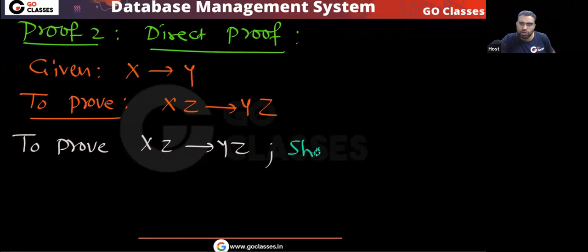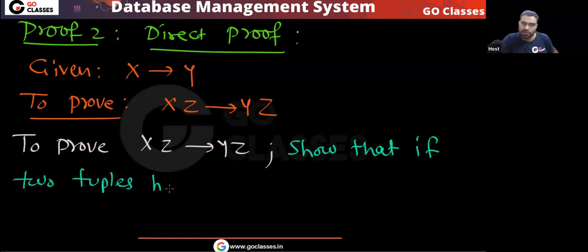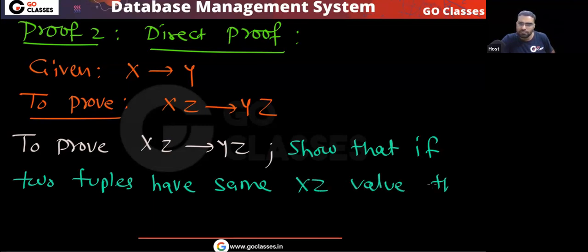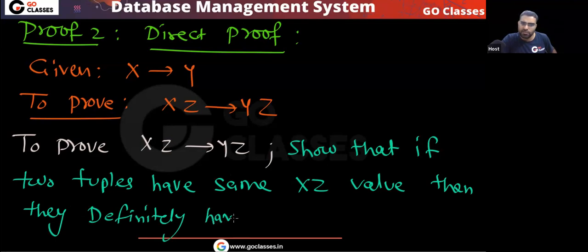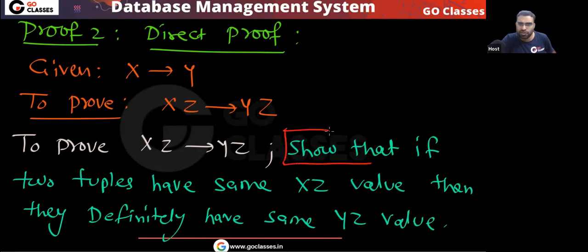We can show that if two tuples have the same XZ value, then they will definitely have the same YZ value. Is this clear? So this is what we need to show. Do you agree with me that this is what we need to show?